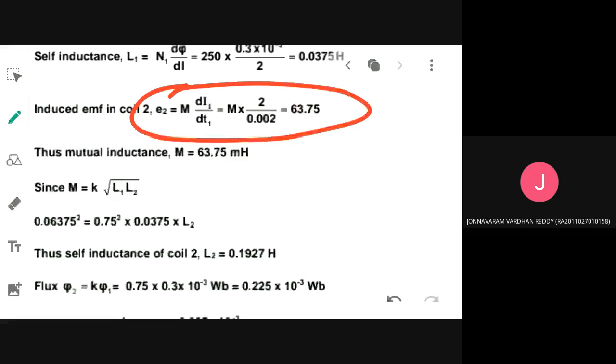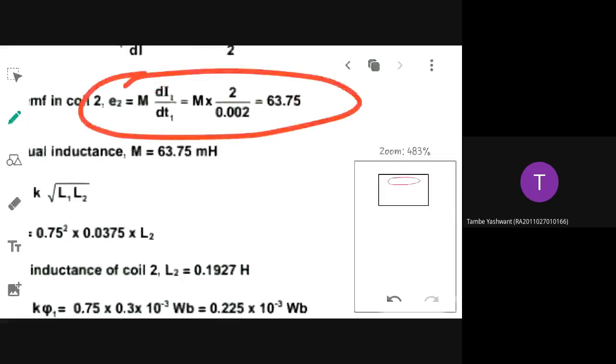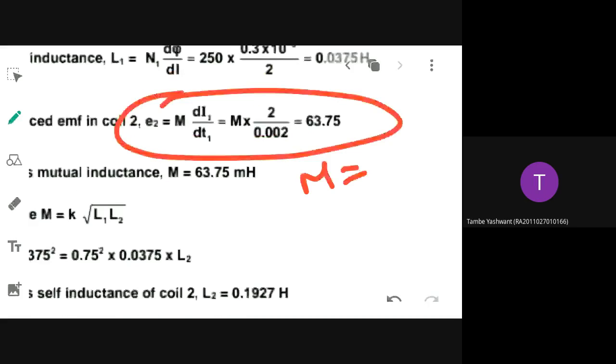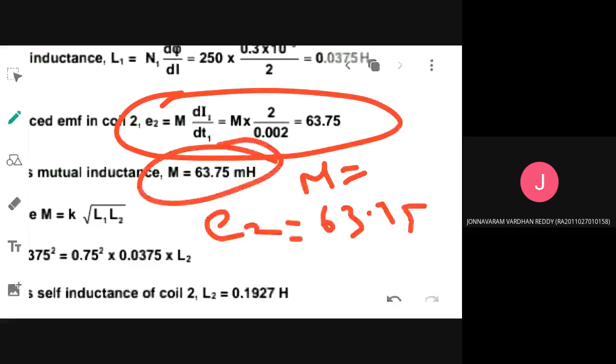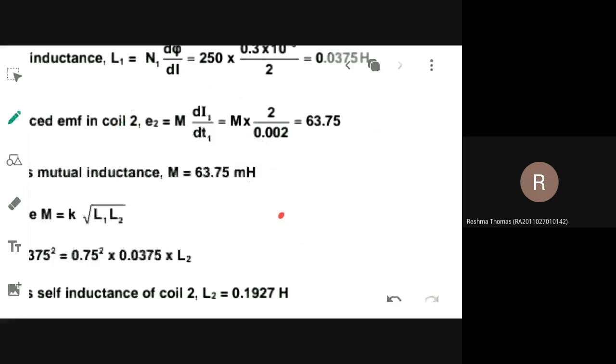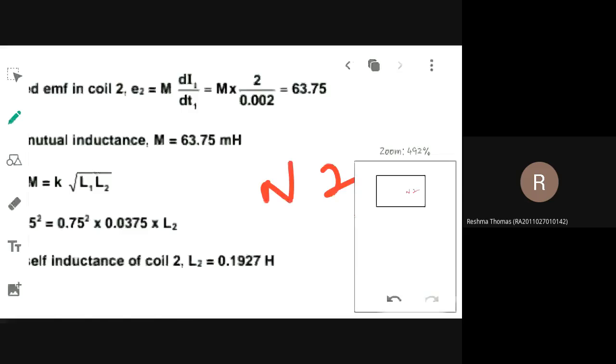So find out M. Do you have any doubt? No, ma'am. What is M? M is equal to 63.75 millihenry. Okay, so mutual inductance is over. Next, the final parameter that you want to find out is the number of turns in the secondary coil. How will you find that?